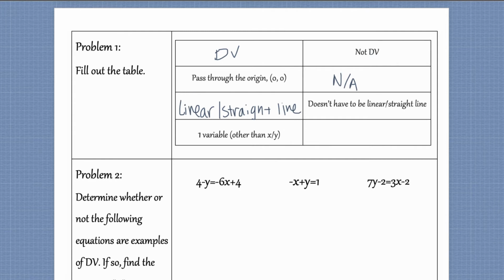In direct variation, there is one variable other than x and y because it doesn't include the y-intercept, because in an equation, you can't see the y-intercept since it's 0. But in non-direct variation, it will have two variables other than x or y, because it will have a y-intercept. Now, using this table and having it filled out, let's move on to problem number 2.